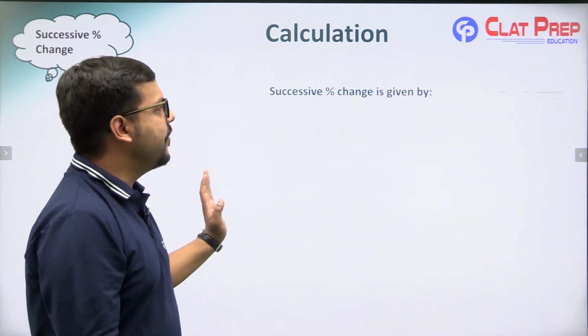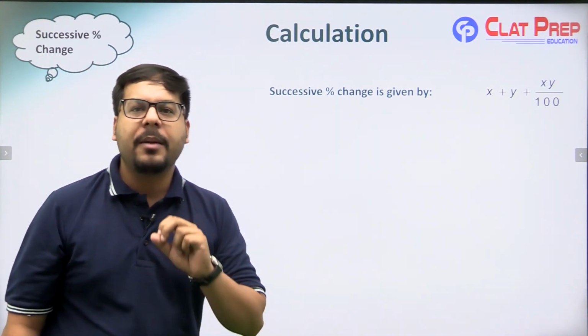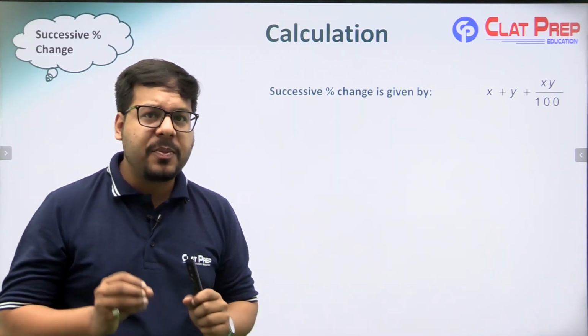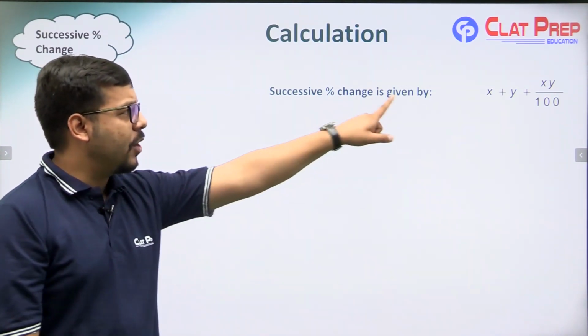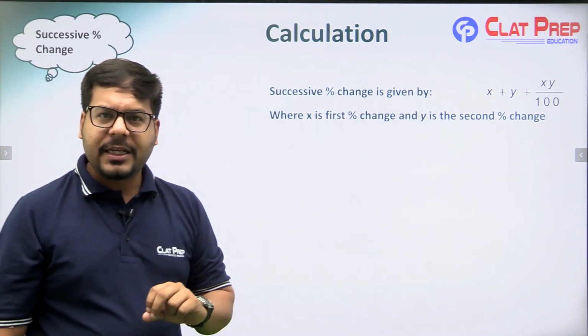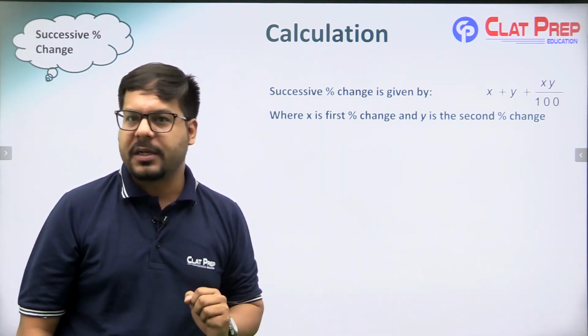Successive percentage change is given by x plus y plus xy upon 100. Now this is a very simple formula to remember. x plus y plus xy upon 100, that is, the product of the two changes. Now what are x and y? x is the first percentage change made and y is the second percentage change made.